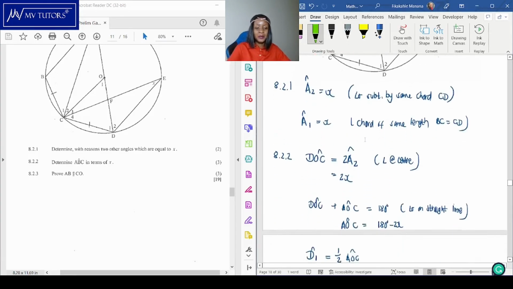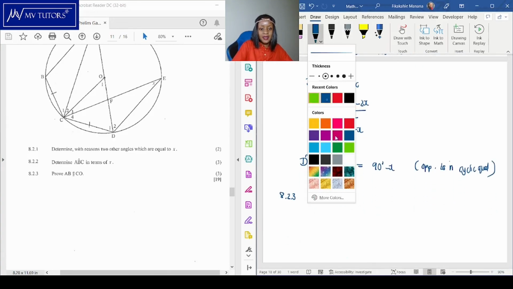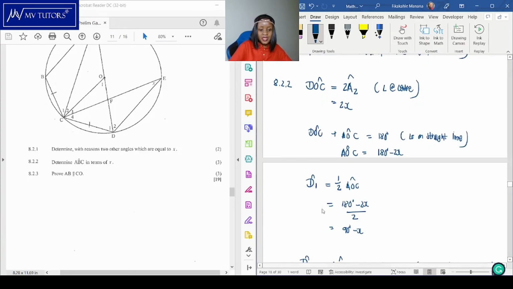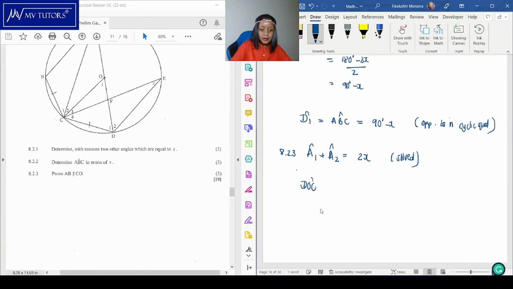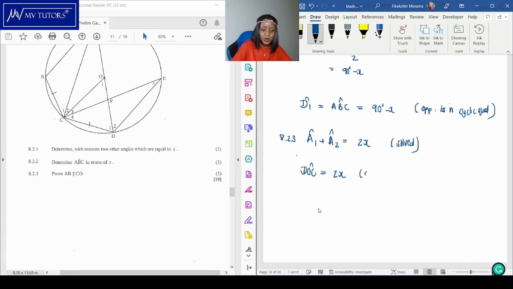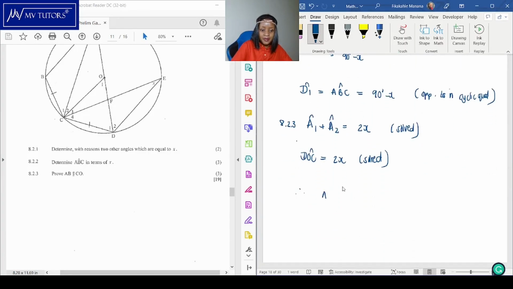So I have to show that A1 plus A2, okay, I am out of time, A1 plus A2 is equal to 2x. We already solved it. And then O1, which I said is DOC, is equal to 2x. We also solved it previously. So therefore AB is parallel to CO. And why is that? It's because we have corresponding angles. Okay, and we are done.